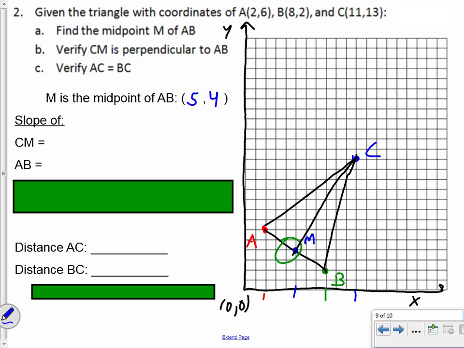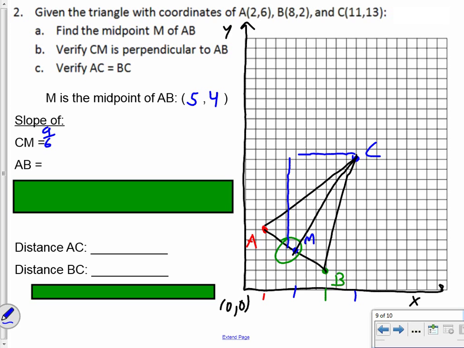Well, going from C to M, or let's use from M to C, I'm going up 1, 2, 3, 4, 5, 6, 7, 8, 9. I'm going over 1, 2, 3, 4, 5, 6. So I can say it's 9 over 6.